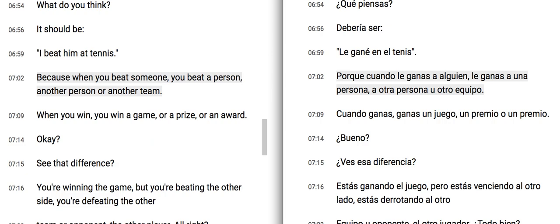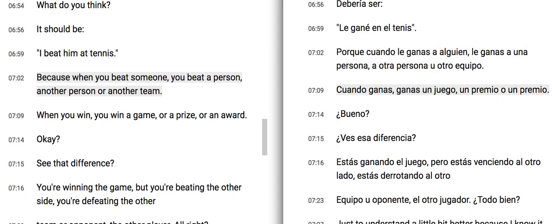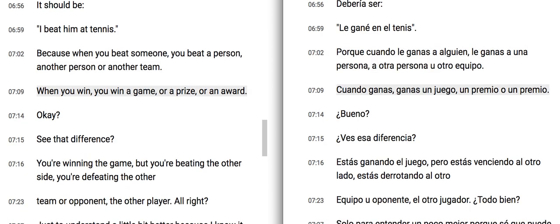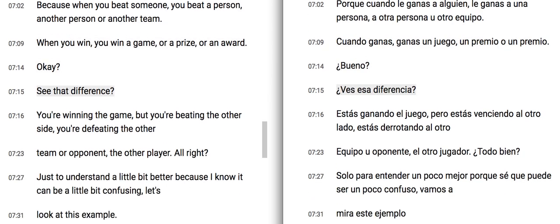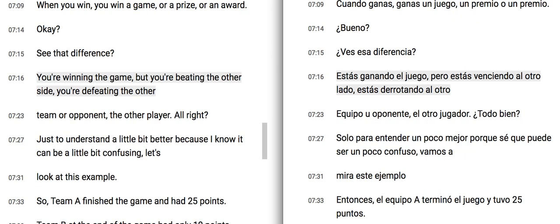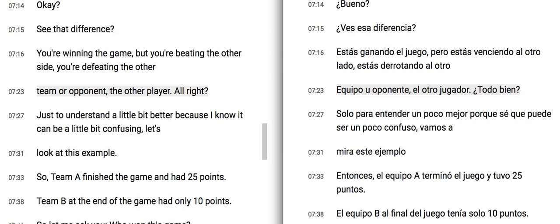Because when you beat someone, you beat a person, another person, or another team. When you win a game or a prize or an award. Okay? See that difference? You're winning the game, but you're beating the other side. You're defeating the other team or opponent, the other player.